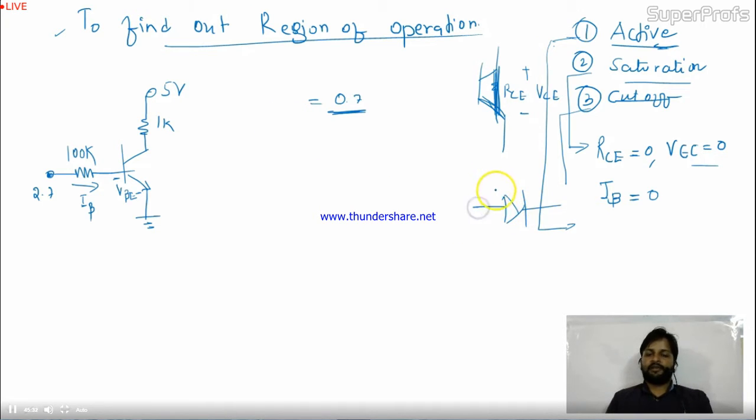We have seen barrier potential, or not. For the silicon diode we have 0.7 and 0.3 for the germanium diode. This is the minimum voltage required to operate the diode. Similarly, this is the minimum voltage required to operate the transistor, given by VBE 0.7 volt. Is it okay to you? So definitely this is not in cutoff region.